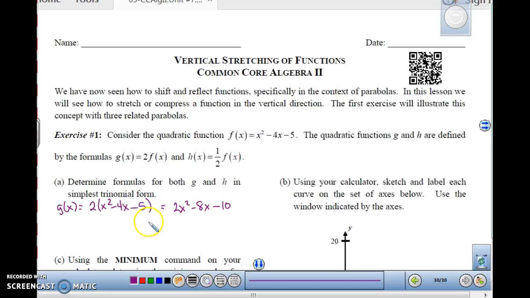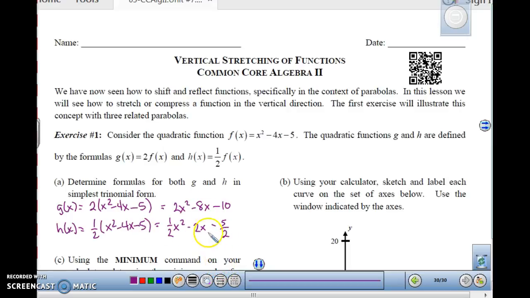Same idea for h of x. It's 1/2 f of x, so it's 1/2 of this function. So h of x will equal 1/2 times x squared minus 4x minus 5, which is 1/2 x squared minus 2x minus 5 over 2, or 2.5. Either one would be fine.